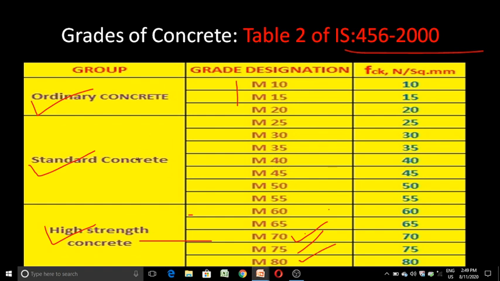Here M is nothing but a mix, and the values we have, the numbers 10, 15 up to 80, are called the characteristic compressive strength, designated with the alphabet fck, that is the strength of a 150 mm cube after curing for 28 days. After testing, the value we get will be the characteristic compressive strength of that particular cube, that is 10 Newton per mm square, 15 Newton per mm square and so on, up to 80 Newton per mm square, right?